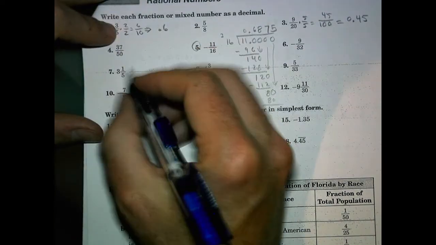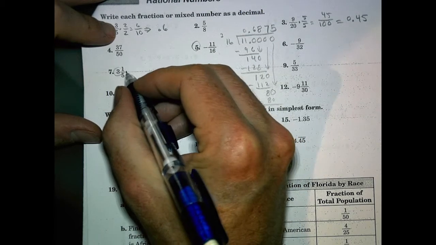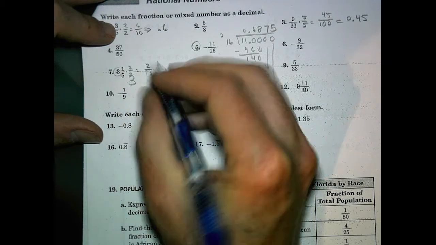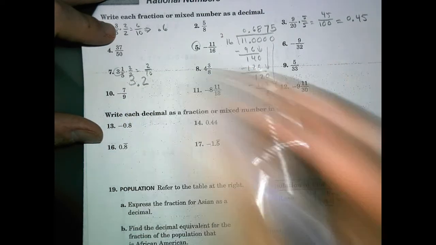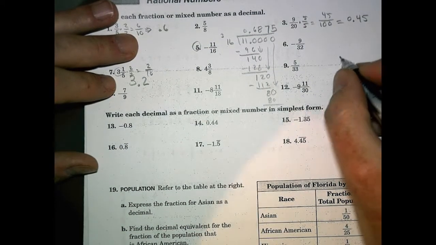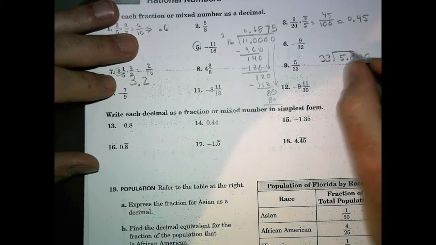Number 7. The whole number stays at 3. And then down here, if we multiply this by 2 over 2, we end up with 2/10. So this becomes 3.2. Number 9. 5 divided by 33. We have a decimal, decimal, decimal. Decimal on top right away.